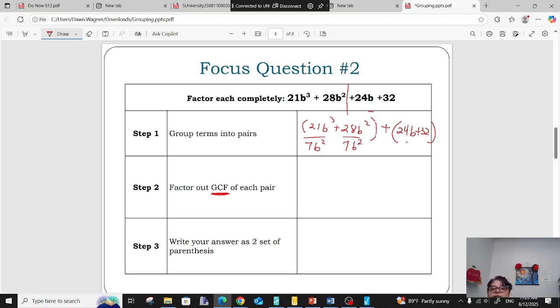Okay, and then I'm going to look over here. What's the greatest common factor between 24b and the number 32? It's the largest number that goes into both of those. I don't think 12 goes into 32. Look at your factor chart. Look at 24 and 32. Yeah, it's 8. So I'm going to divide these by 8.